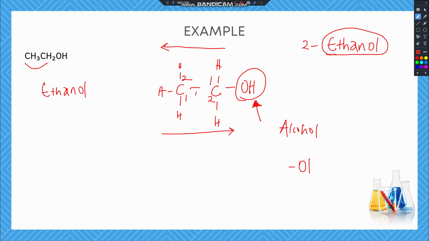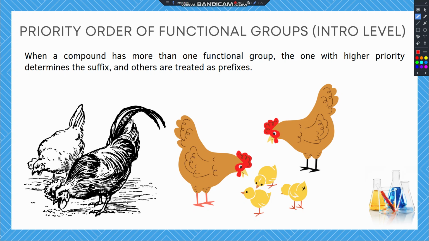And since it is an alkane, single bonds are the ones that are present throughout the structure. We have ETH plus AN, which shows that it's an alkane, and then plus OL, which is the functional group. That's why we have ethanol as the name of this compound. I'm sure you're enjoying every bit of this lesson.